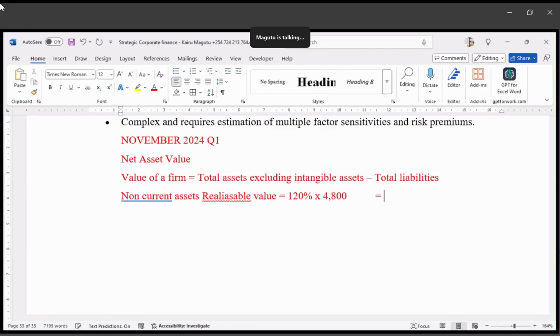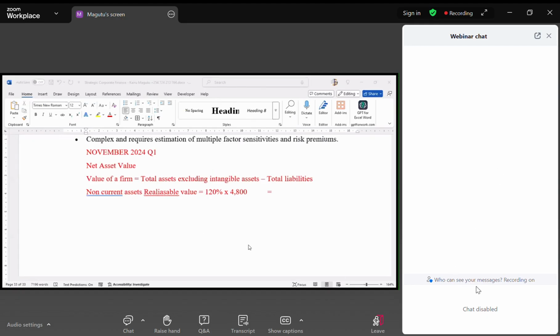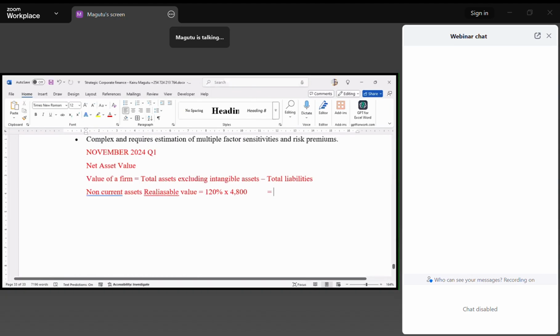So can someone give me how much is 120% of 4,800? I'm waiting for the answer. I don't have a calculator. Did someone write 5,760? I can see 5,760. So I will say this is 5,760.